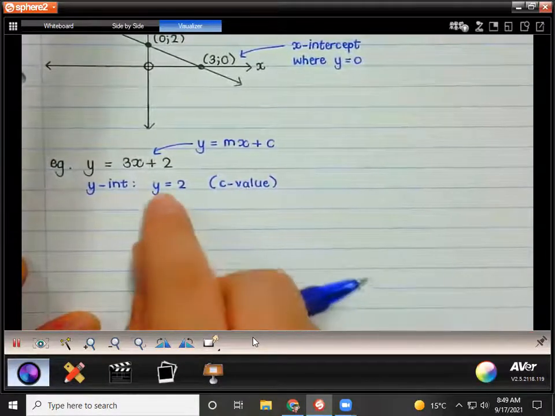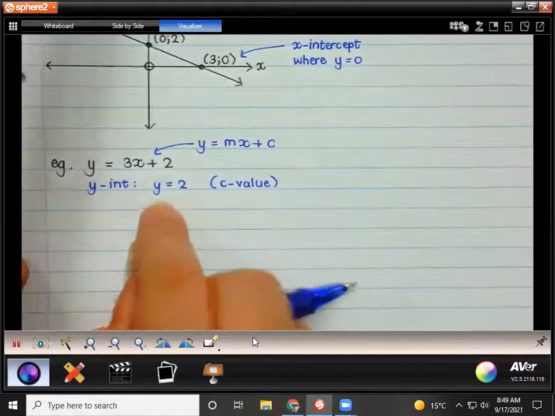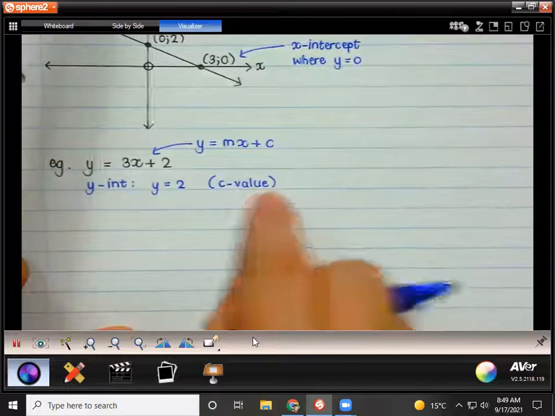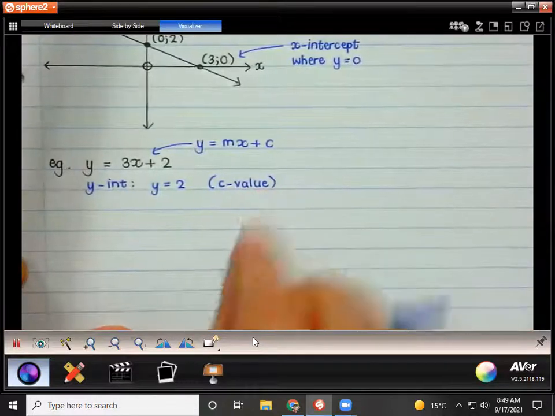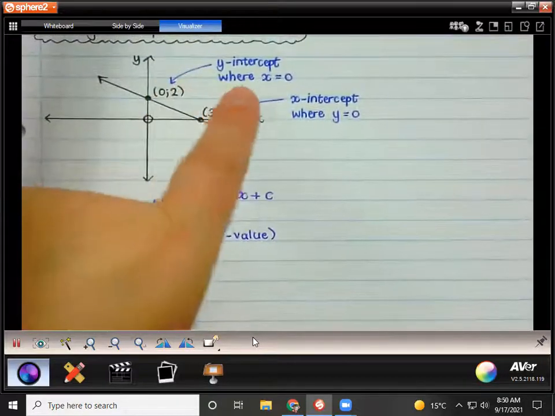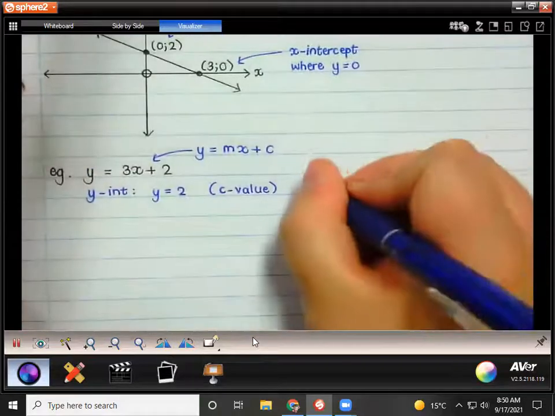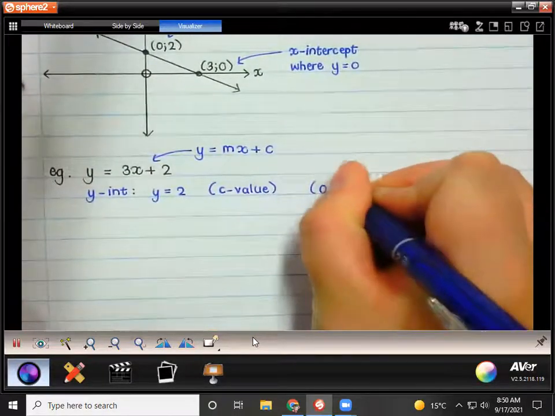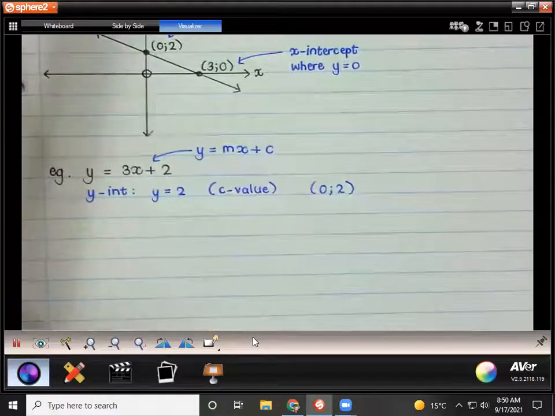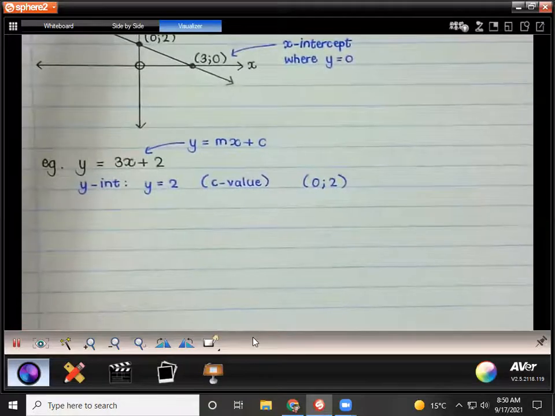All right, so your y-intercept will be 2. That's why I'm saying y equals 2, because the y-intercept is 2, and that is coming from the c value. Now, guys, we need to normally write the coordinates down. What did we say up here? A y-intercept always has an x value of 0. So the coordinates will be (0, 2). You don't have to calculate that x value. You need to know a y-intercept always has an x value of 0. The y value, the 2, that is what you're getting.